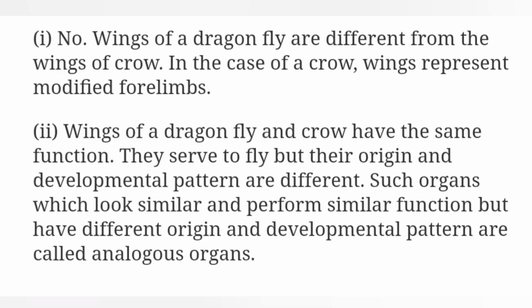First point, no, the wings of a dragonfly are different from the wings of a crow. In the case of a crow, wings represent modified forelimbs. Second point, wings of a dragonfly and a crow have the same function. They serve to fly, but their origin and developmental pattern are different. Such organs which look similar and perform similar functions but have different origin and developmental pattern are called analogous organs.